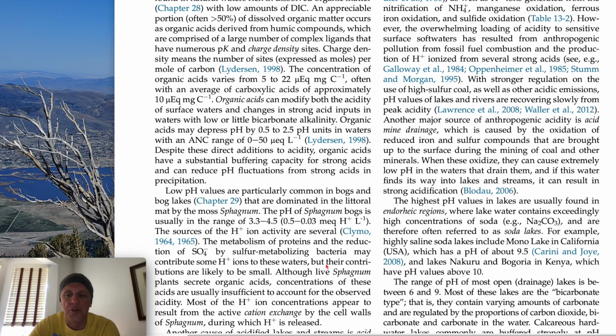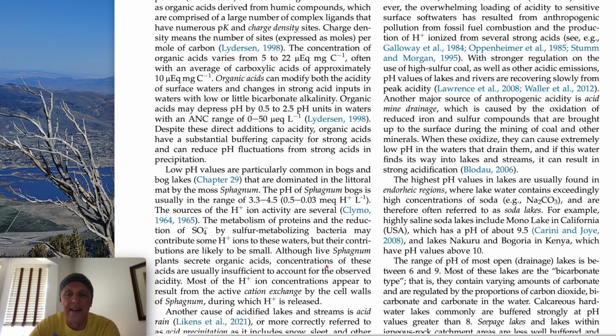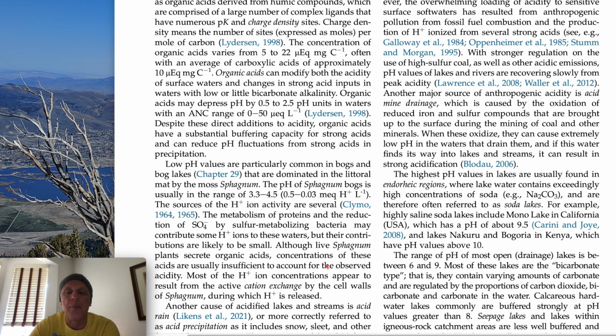Another major source of anthropogenic acidity is acid mine drainage, which is caused by the oxidation of reduced iron and sulfur compounds that are brought up to the surface during the mining of coal and other minerals. When these oxidize, they can cause extremely low pH in the waters that drain them, and if this water finds its way into lakes and streams, it can result in strong acidification.